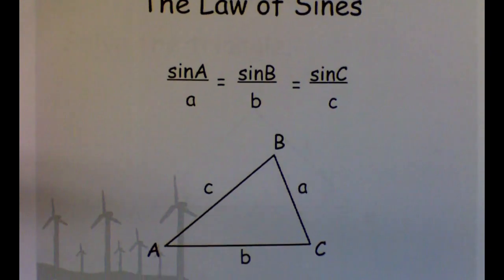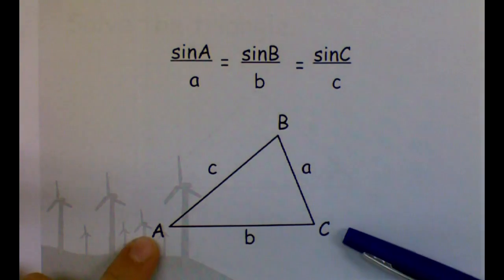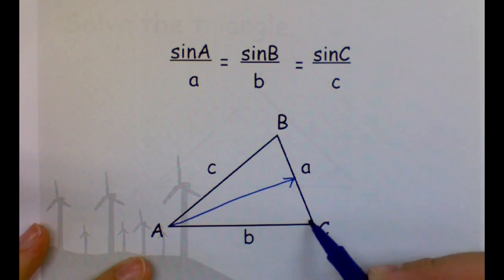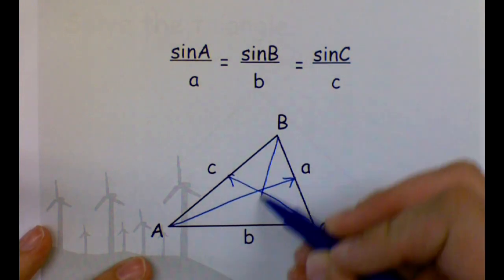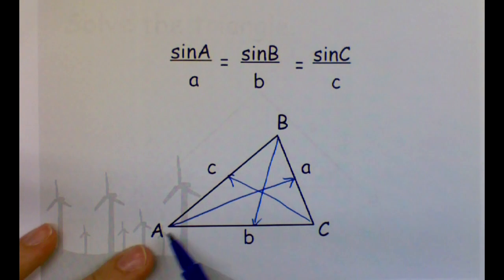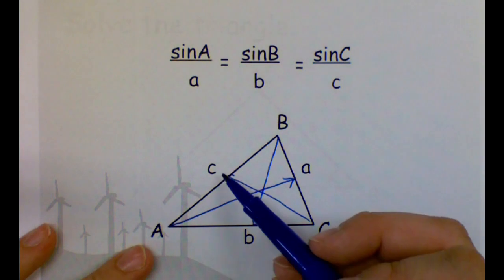So the law of sines will require a triangle. We will call the angles A, B, and C with capital letters. The sides are labeled from across the triangle. So capital B is across from side lowercase b. Angle A is across from side a. Angle C is across from side c.